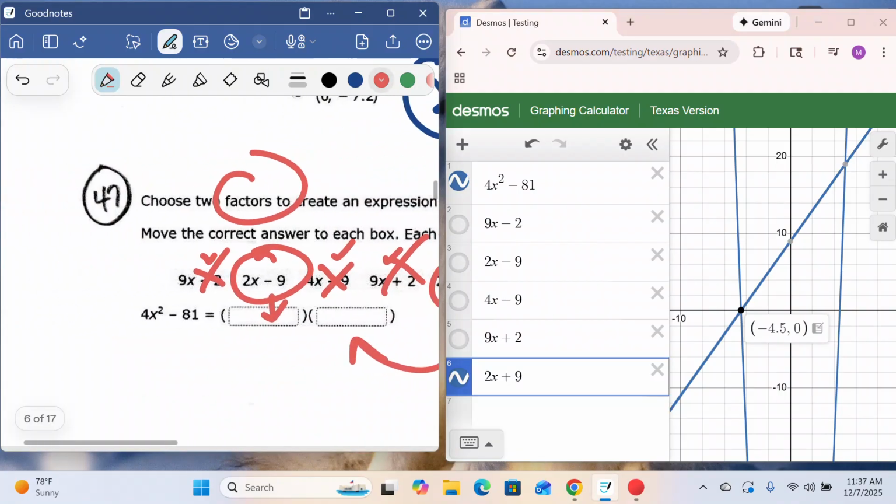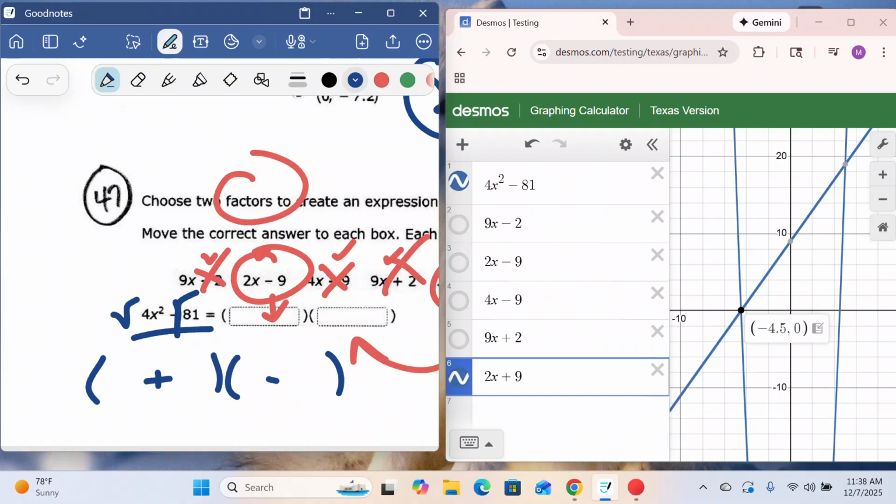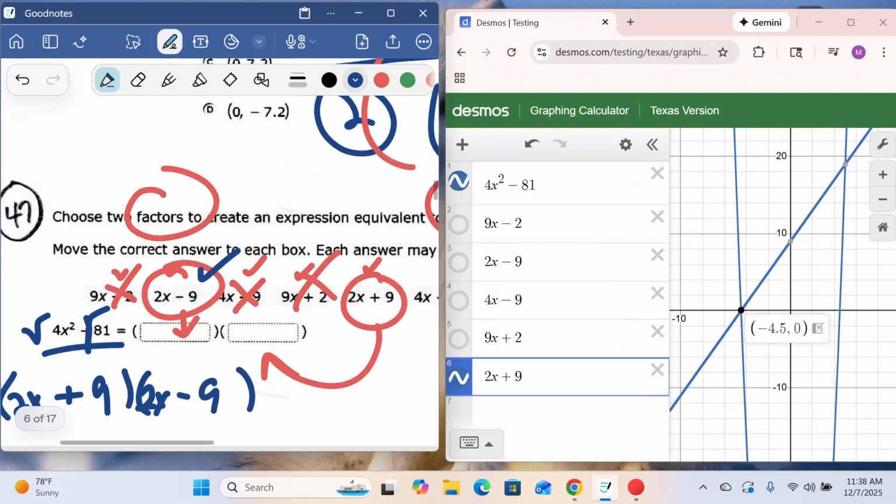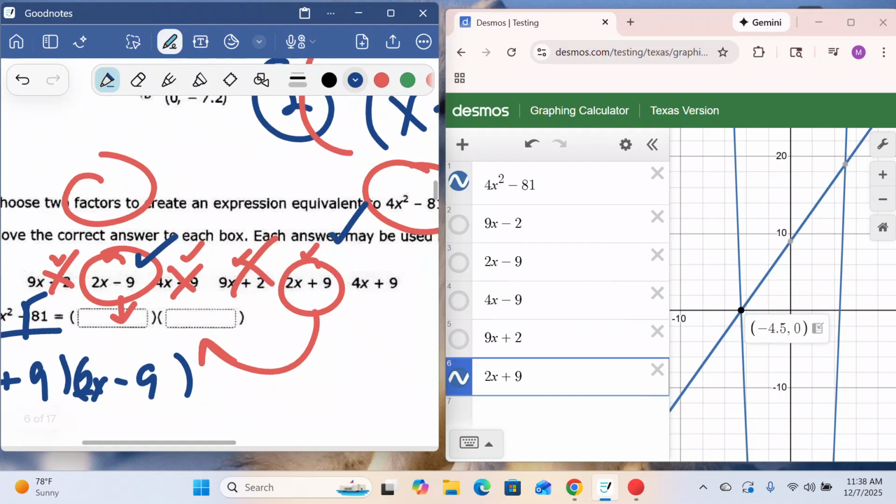Another way of doing this is you can also factor this. This is a difference of squares. I can factor it and say, well, what's the square root of this and the square root of that? And then I go plus minus. So I open parentheses, and the square root of 4x squared is 2x, plus 9, and 2x minus 9. And that gives me the correct answer, and that is another way to check the answer to make sure you get the correct answer.